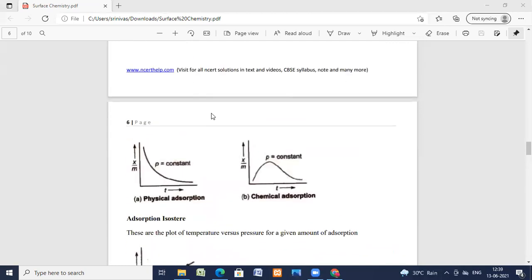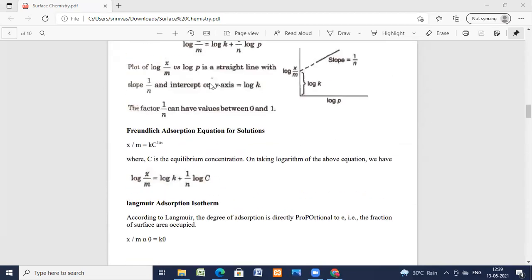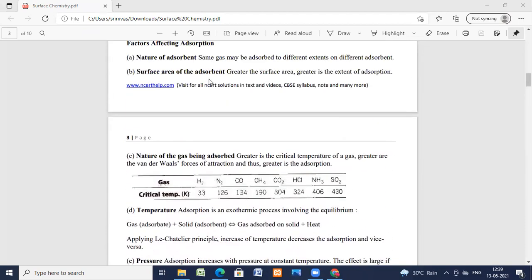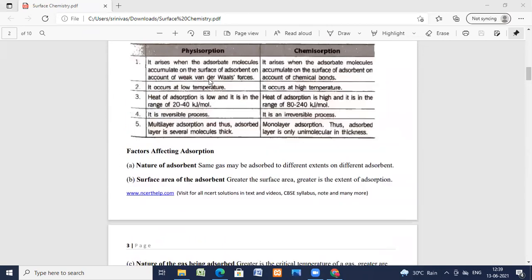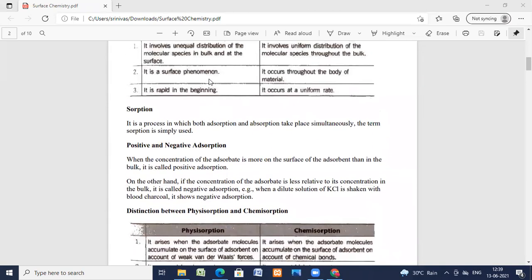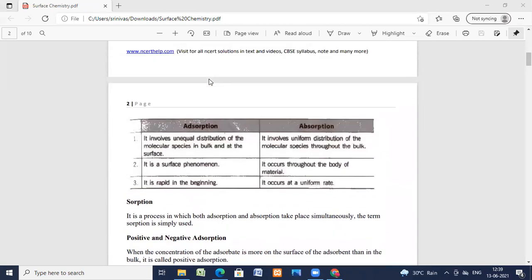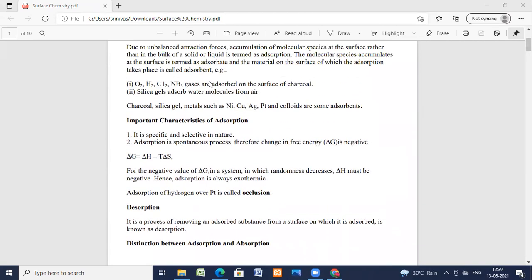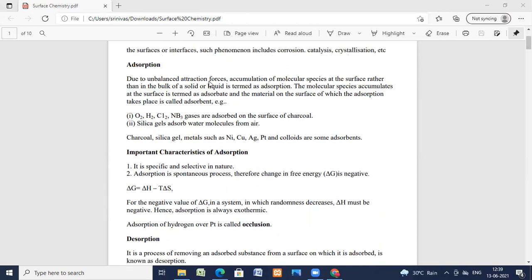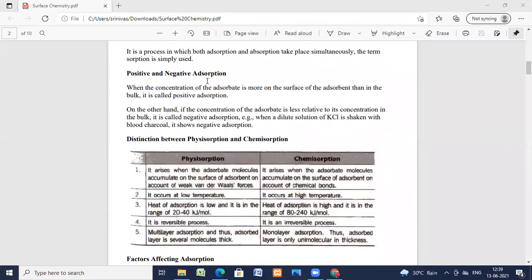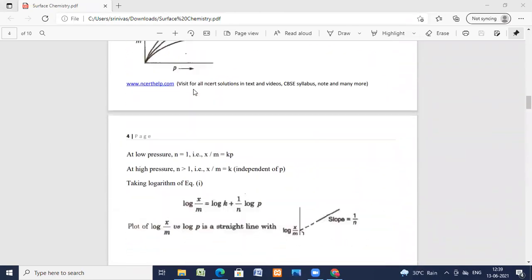Okay, I hope you have understood clearly about adsorption. This is a brief outline which I gave you. What is adsorption, what is adsorbate, and what is adsorbent; the types of adsorption, surface chemistry, positive adsorption, negative adsorption, sorption, all these were explained for you, and the important characteristics of adsorption and examples also. Now, I'm going to explain catalysis. I'll give a brief introduction to catalysis.